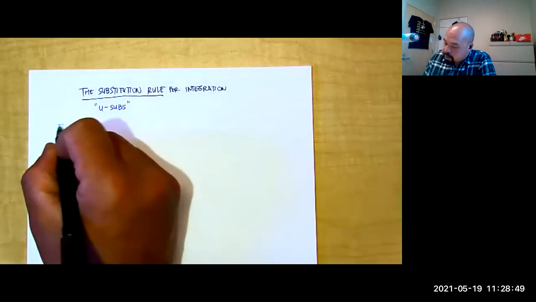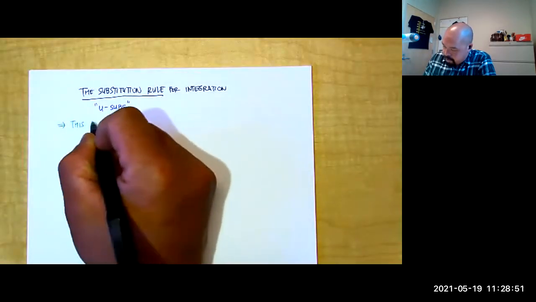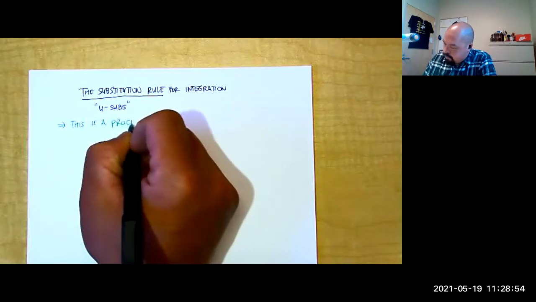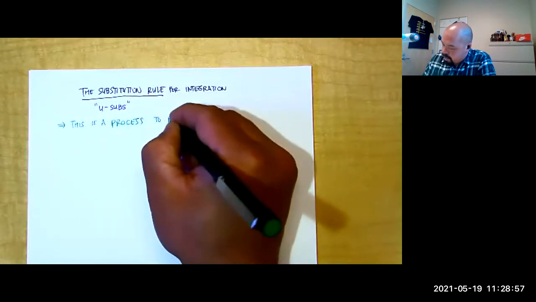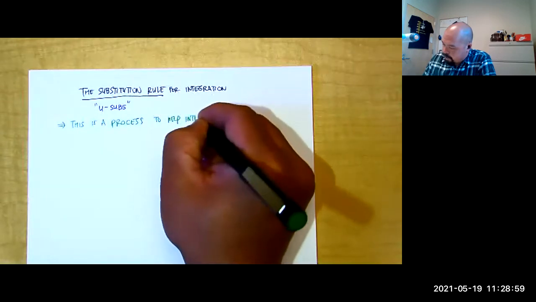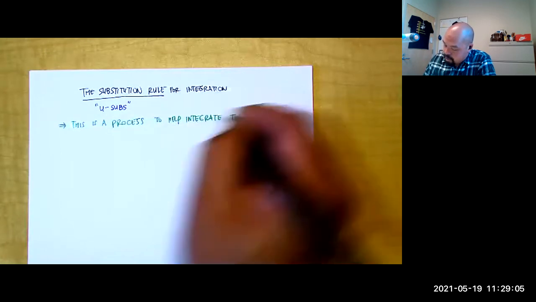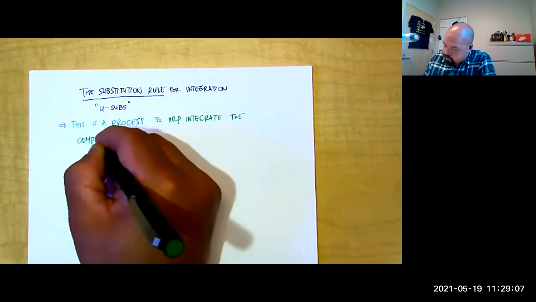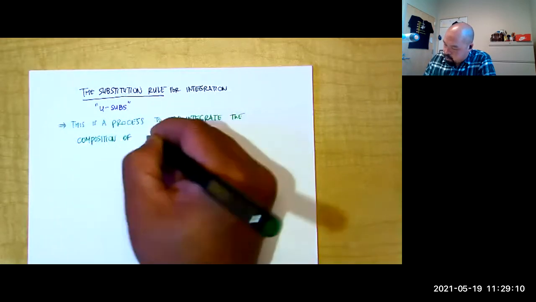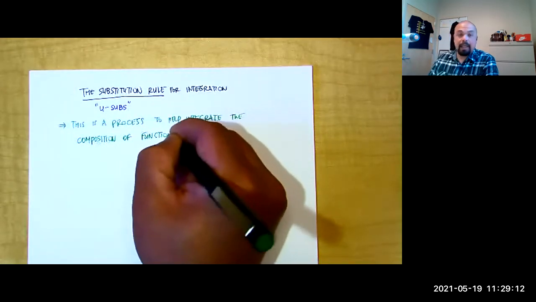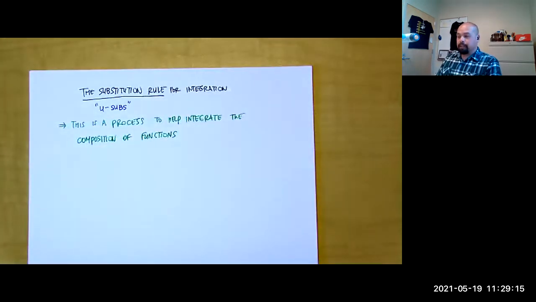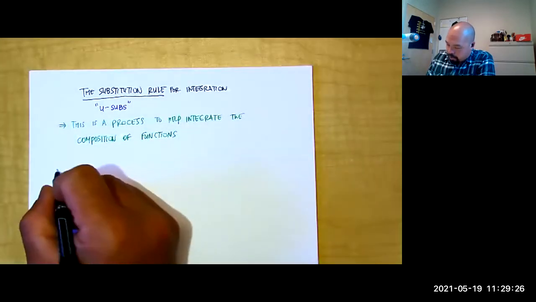This is a process to help find the antiderivative of the composition of functions, when we have one function inside of the other. We had the chain rule for differentiation. Now we have this substitution rule, the u subs, for integration when dealing with these compositional functions. Let's look at an example to guide our work here.